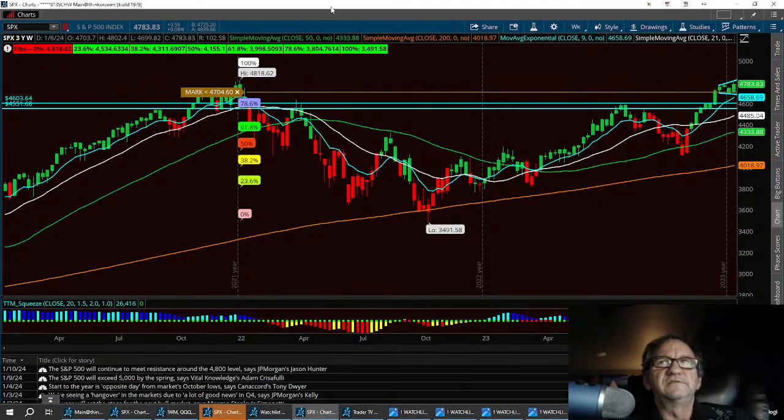They're saying the $4,800 is a hard resistance. They were saying it last week, but they were not saying it in the new year. They didn't want to say it. I said it. I said, man, we're at a double top. Please be careful. Just please be careful.